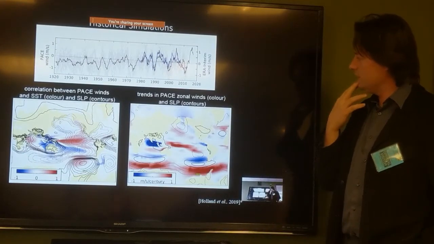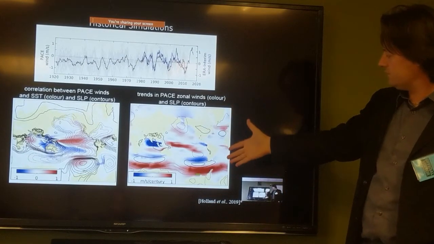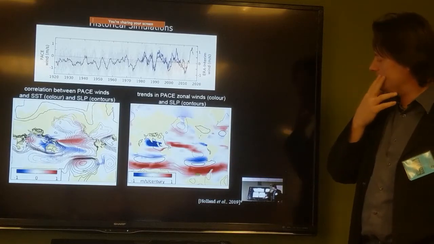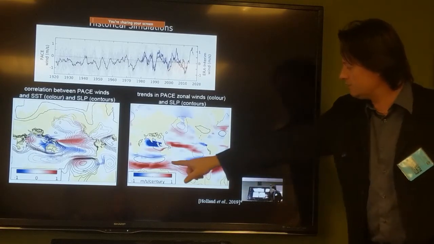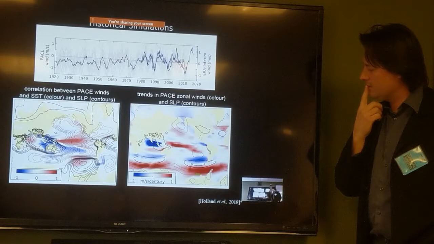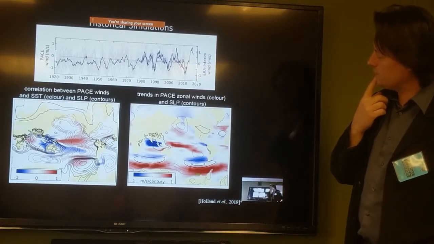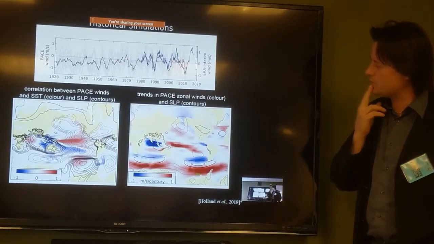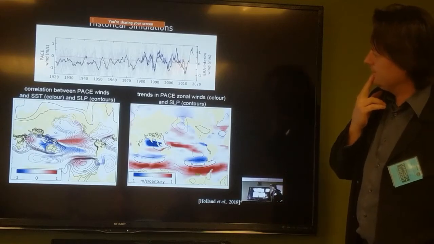So what's the structure of the trend? That's the structure of the trend in the zonal wind, and so it's an increase of the westerlies in the Southern Ocean and a southward shift of the westerlies.